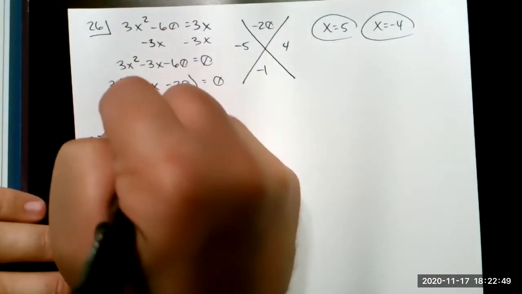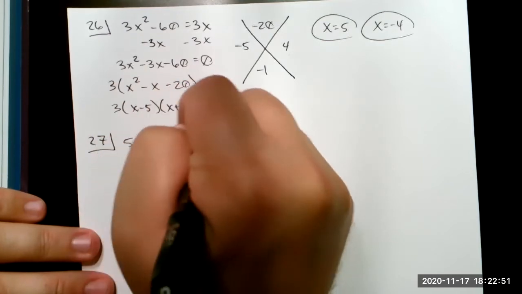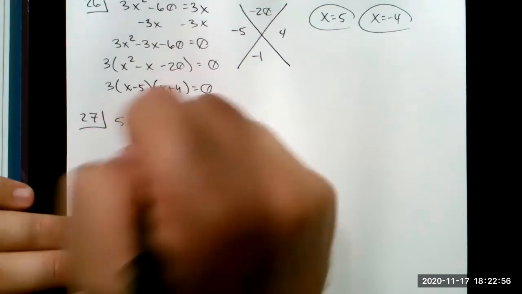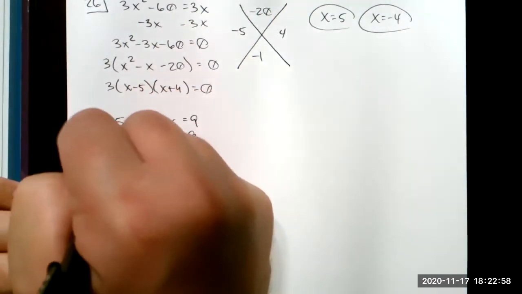27, 5x squared plus 12x equals 9. So we'll go a little bit quicker. It's got to be equal to 0, so I'm going to subtract 9 from both sides.